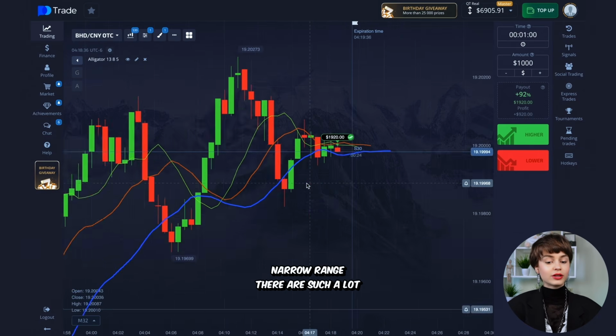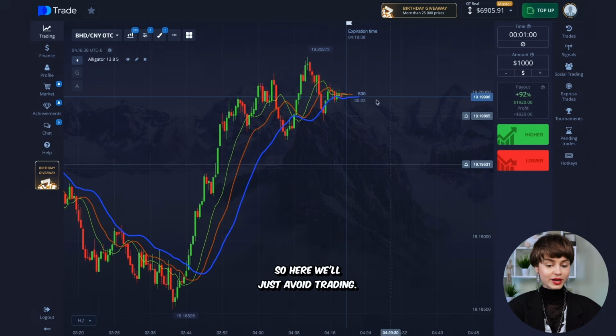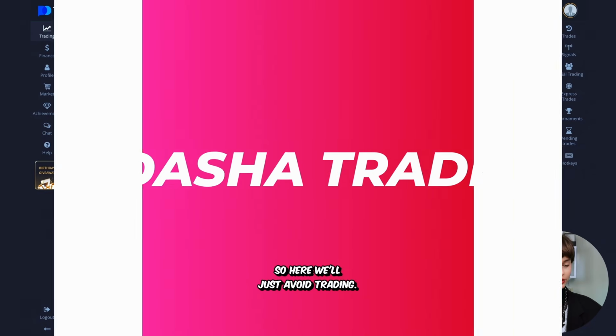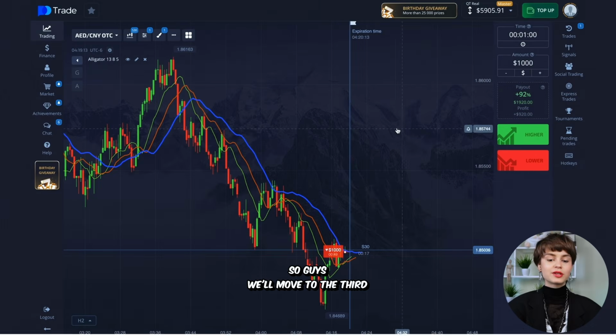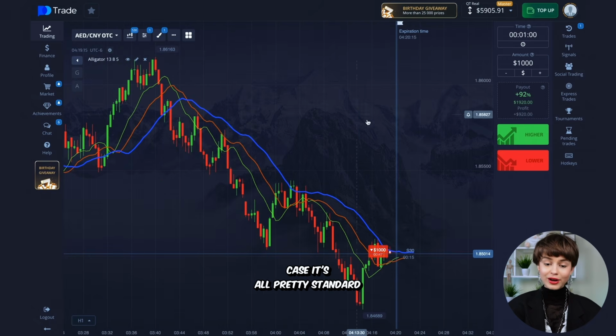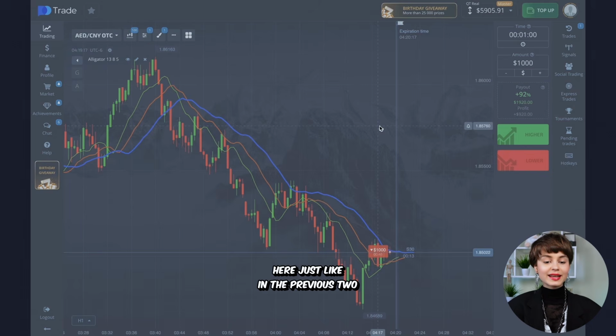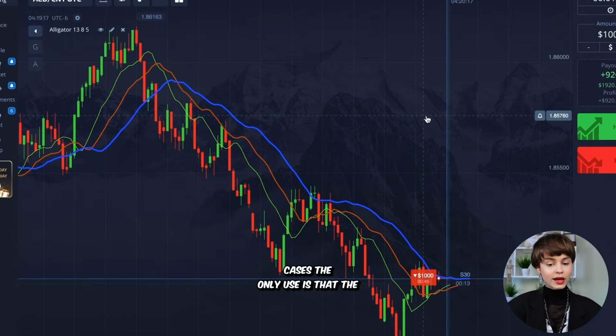There are such a lot of unclear intersections, so here we'll just avoid trading. So guys, we move to the third case. It's all pretty standard here, just like in the previous 2 cases. The only news is that the trend is downward here, so we're trading with lower.